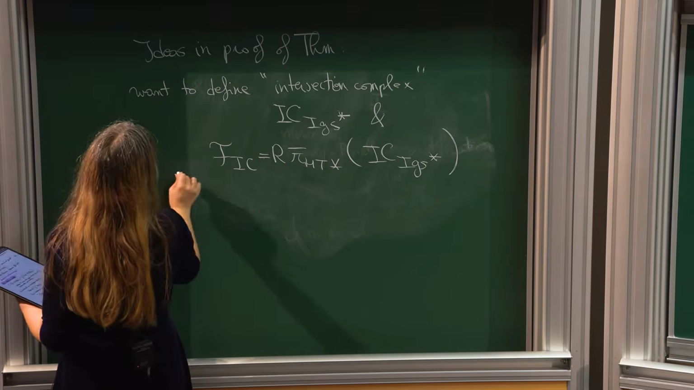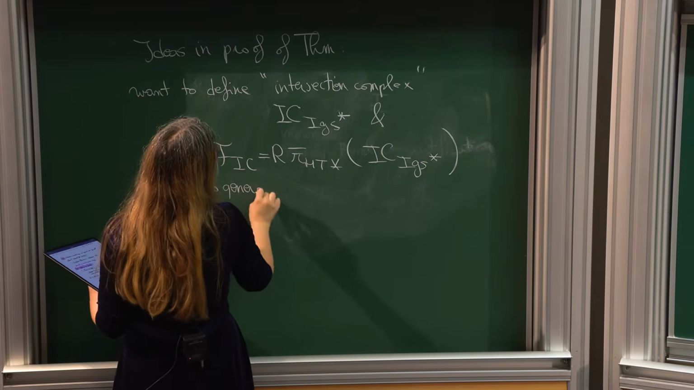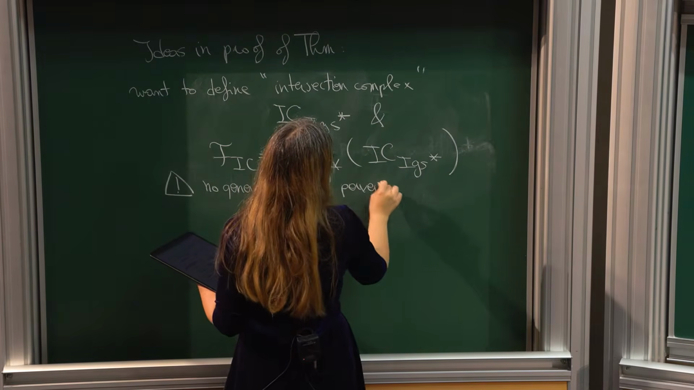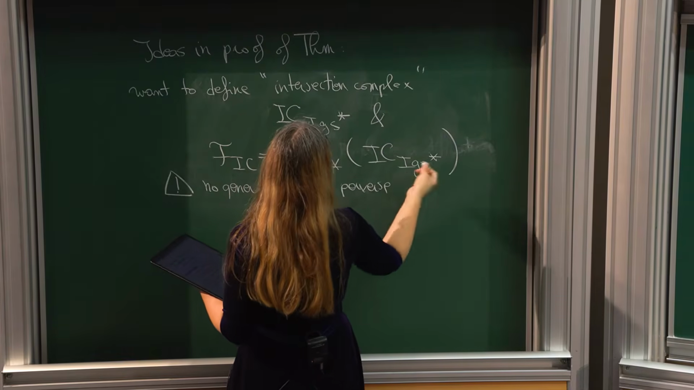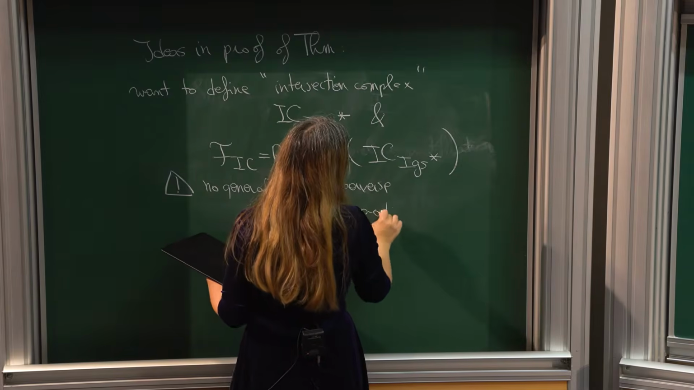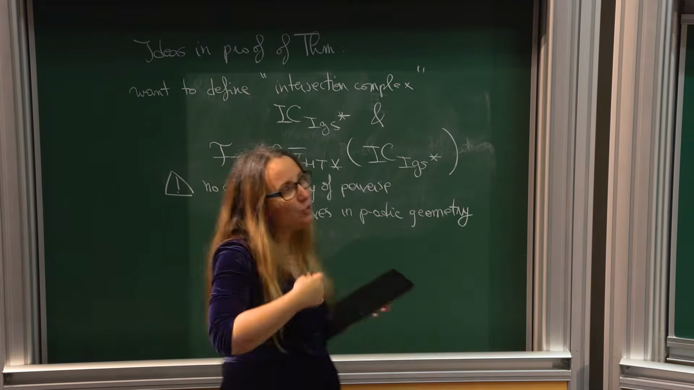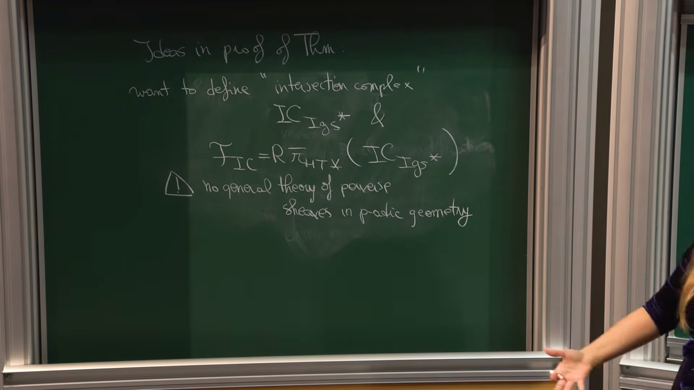And the other thing that we should be careful of is that there's no general theory of perverse sheaves in p-adic geometry. And so that's why, essentially, we want to define an ad hoc t-structure on Ig star. What we show is that Ig star has a stratification into boundary strata, and the boundary strata are l-cohomologically smooth of a particular dimension. And then we give some specific t-structures on the strata, and then we glue. So that's the idea.